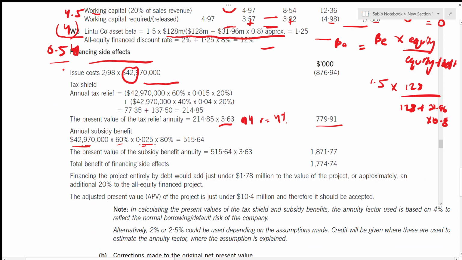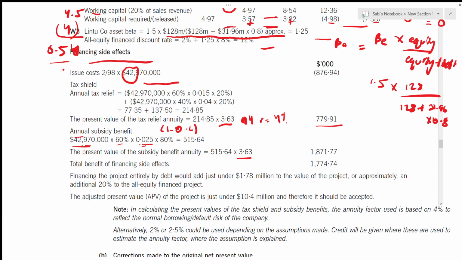2.5%, and then 80%. How 80%? Because 1 minus 20%, because tax is 20%, no? You have to take after tax. So 80% is the annual subsidy benefit, and this also is the annual subsidy benefit. Whenever the word annual comes, you have to use the annuity factor. It will be the same only, right? The present value of the subsidy benefit.